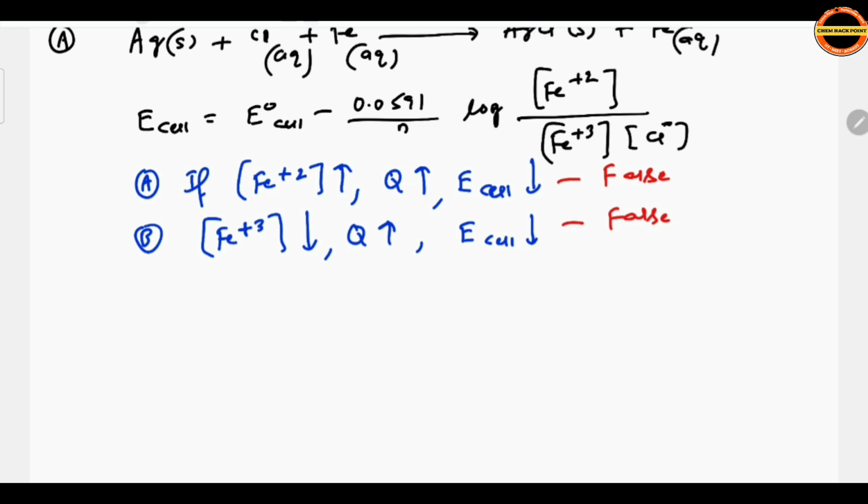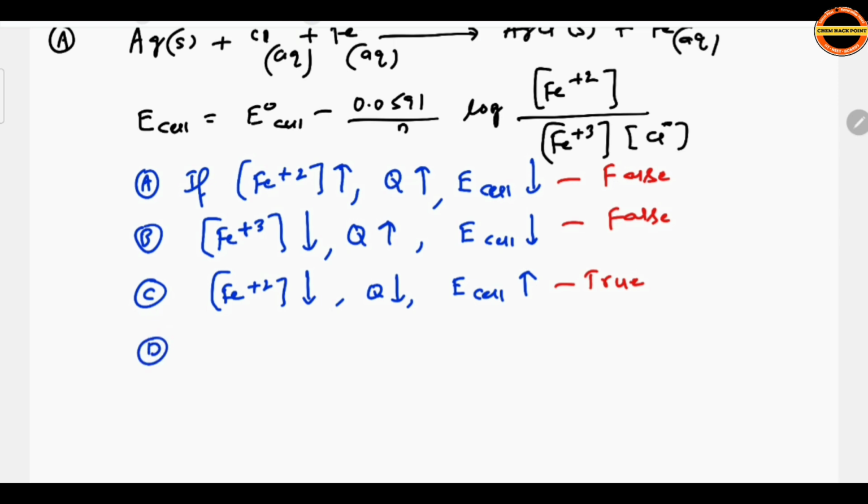Next statement: decrease Fe plus 2. If I decrease the Fe plus 2 concentration, what happens? The Q value decreases, the E cell value increases. So now this particular statement is true. Then see the remaining also.